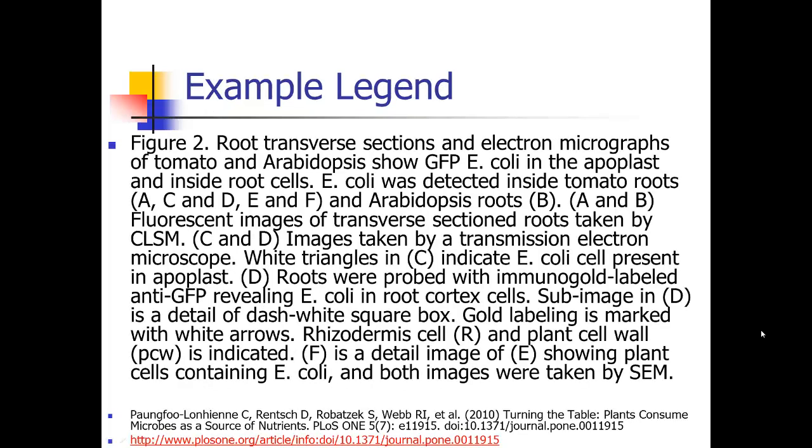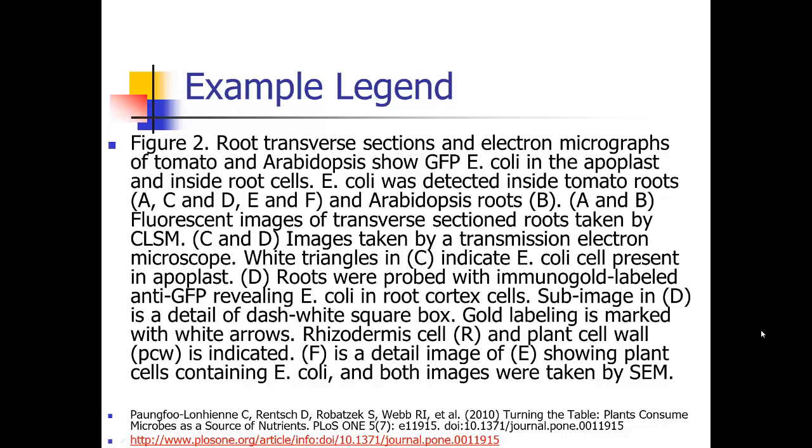So here's an example of a figure legend. I'm not going to read the whole thing, but the title is "Root Transverse Sections and Electron Micrographs of Tomato and Arabidopsis show GFP E. coli in the apoplast and inside root cells." This was a paper where they were showing that plants actually eat microbes like E. coli. So it's kind of a cool paper.